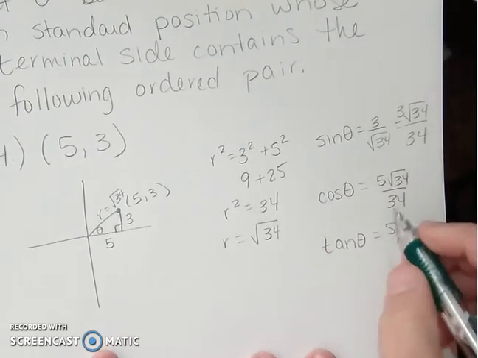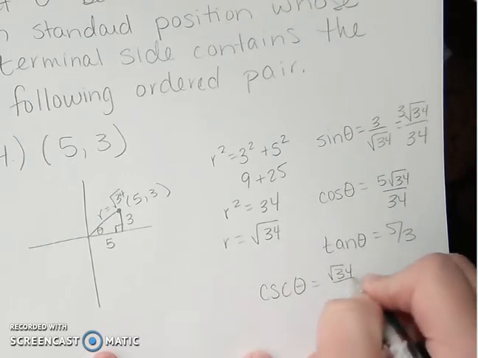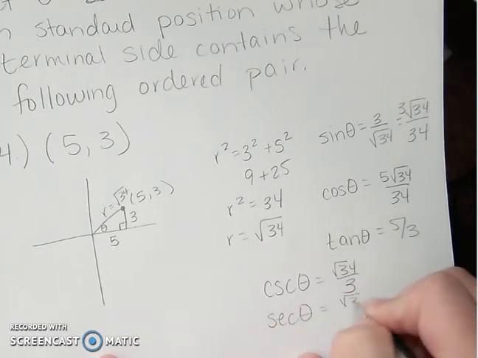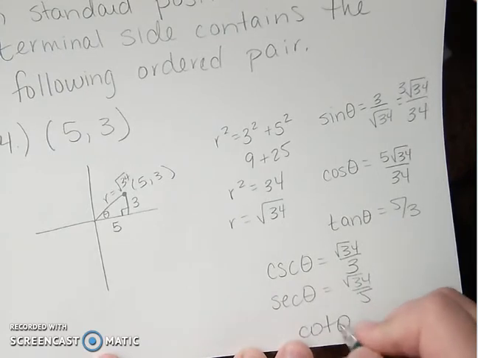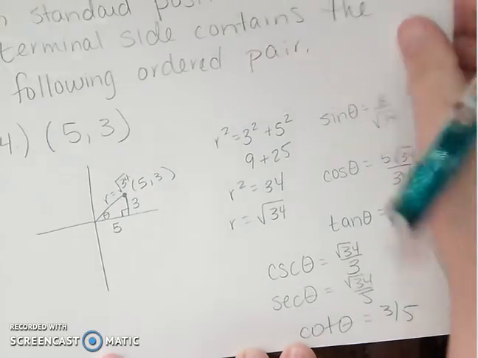And then we do our reciprocal functions. So cosecant of theta would be square root of 34 over 3. Secant of theta would be square root of 34 over 5. And cotangent of theta would be 3 over 5. So pretty short and sweet.